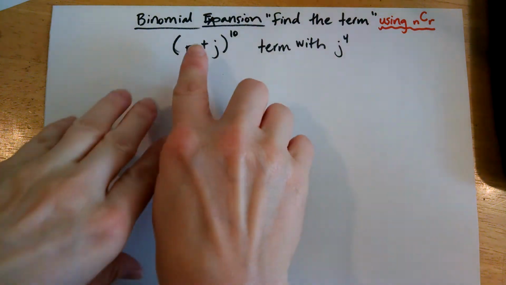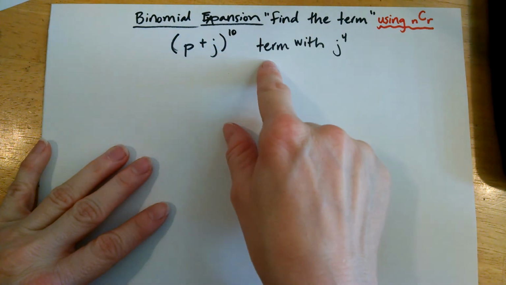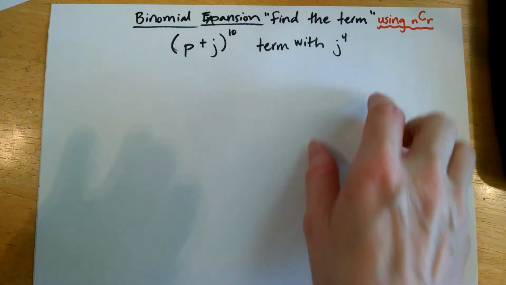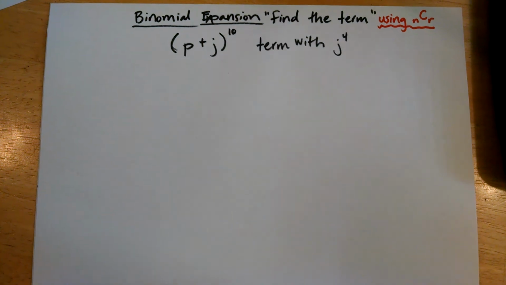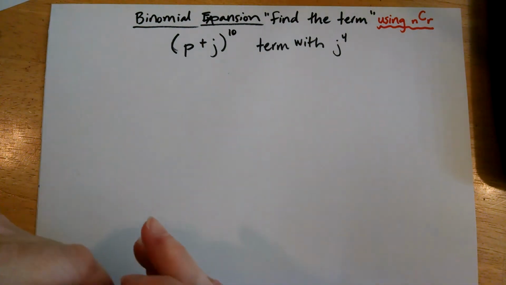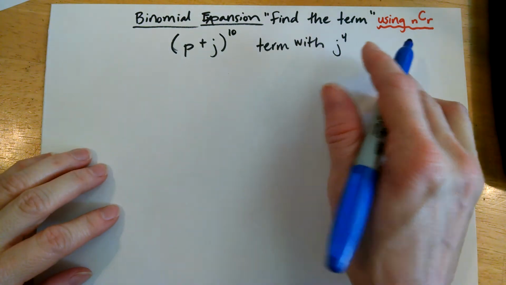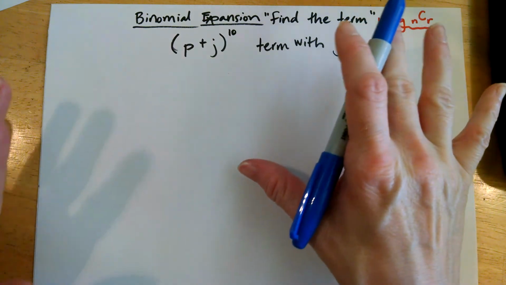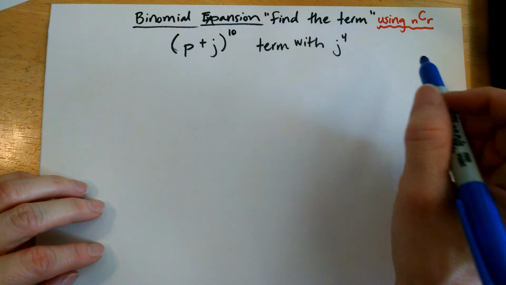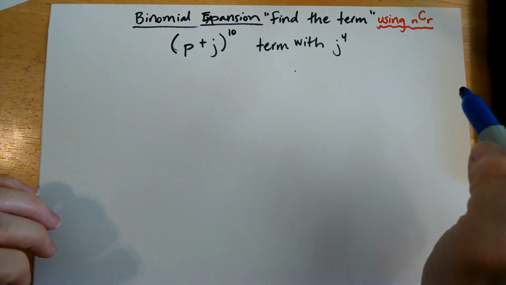Okay, so we have a binomial here to the 10th degree, and we're looking for the term with j to the 4th. We're going to be using the NCR in our calculator to help us find this. So what we need to do is figure out what to type in for the NCR. Now this is combinations, and that's a little bit different than what we're actually doing here. This also relates to Pascal's triangle, but we can use this to find the term with j to the 4th.